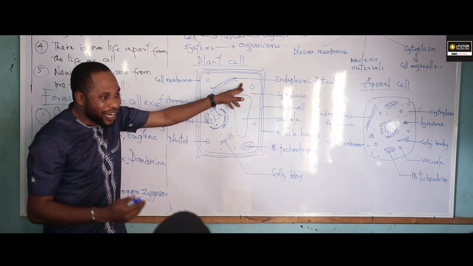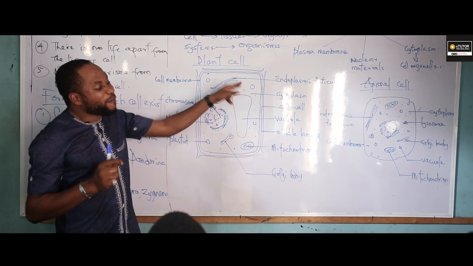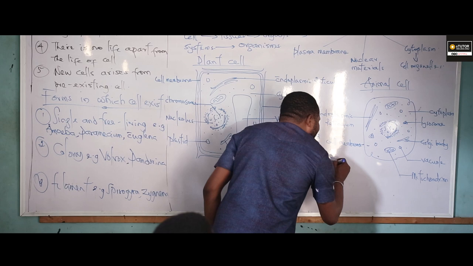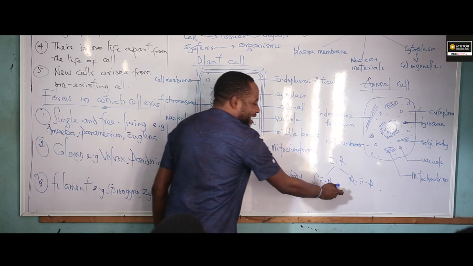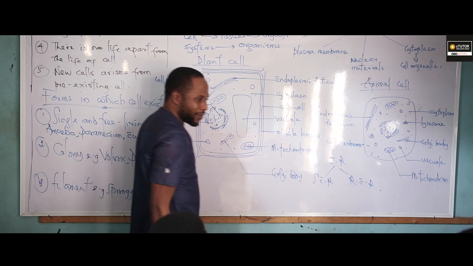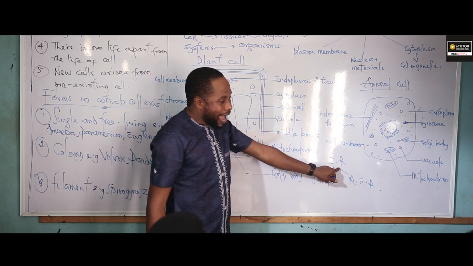Then, under this endoplasmic reticulum, we have two types of endoplasmic reticulum. We have smooth endoplasmic reticulum, and we have rough endoplasmic reticulum. SER and RER. Don't forget, the abbreviation of endoplasmic reticulum is ER. And I said we have two types: the smooth and the rough. Do you understand that?